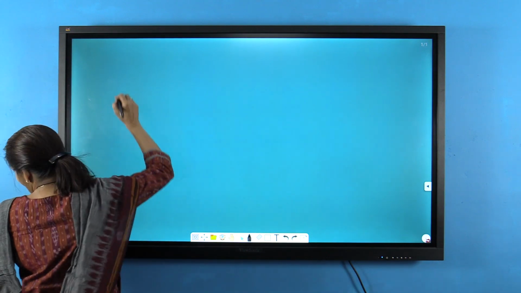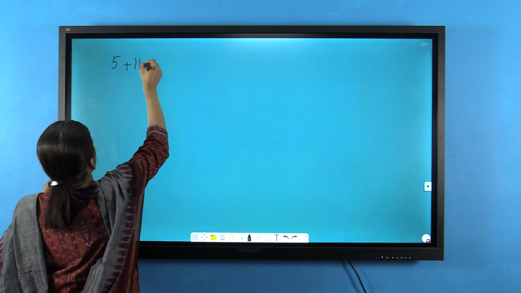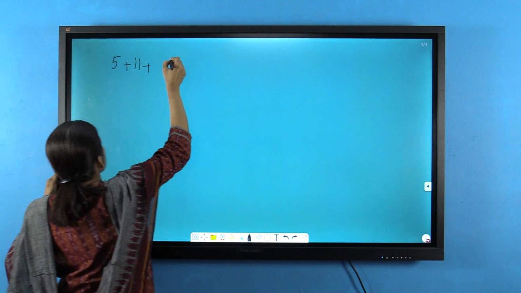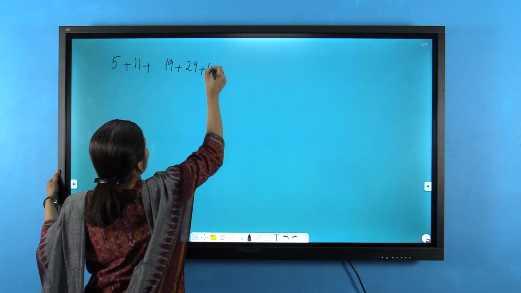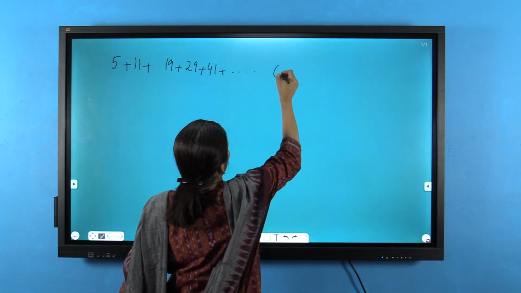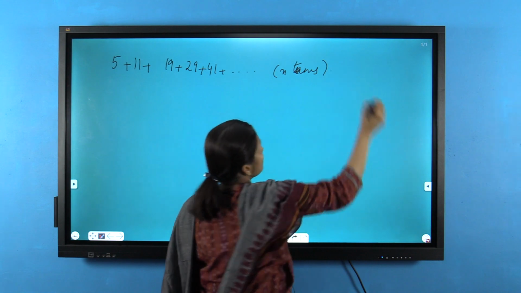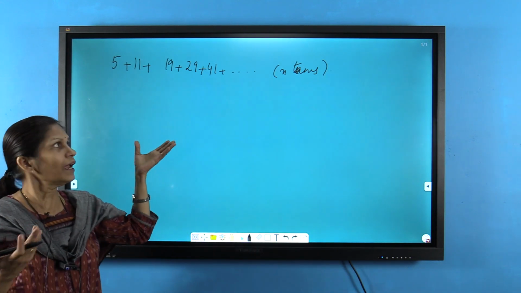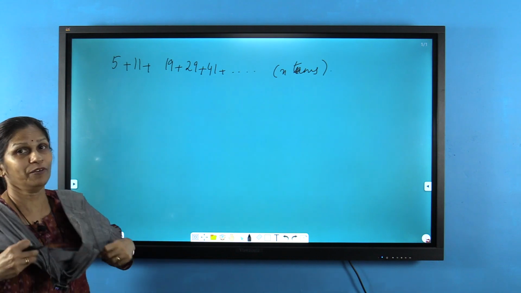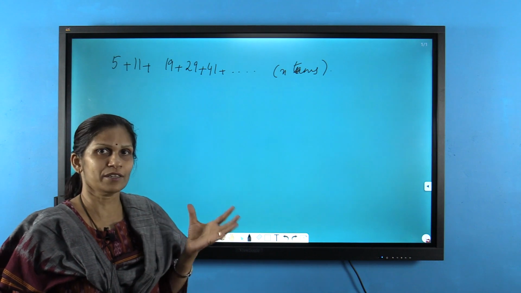Now, just one more. 5 plus 11 plus 19 plus 29 plus 41 plus so on, you are asked to find the sum of n such terms. Now, obviously, it does not look like any of the formulae that we have done before. So, what we will do is just find the general term.